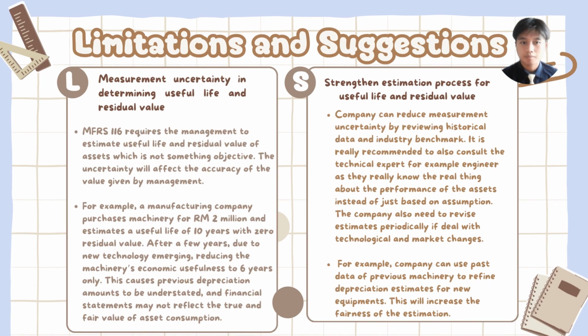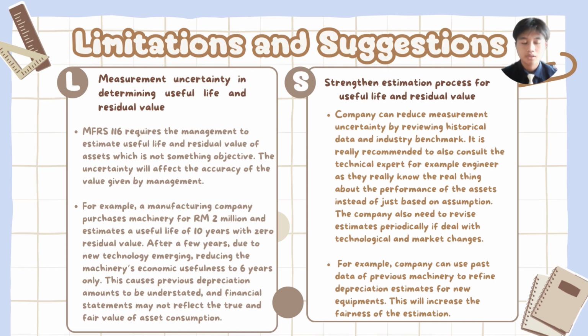And right now, I'm going to share with you about the limitations and suggestions on MFRS 116 PPE. So, the first limitation that I want to lecture is measurement uncertainty in determining useful life and residual value. We know that MFRS 116 requires the management to estimate useful life and residual value of assets, which is not something objective. The uncertainty will affect the accuracy of the value given by management.